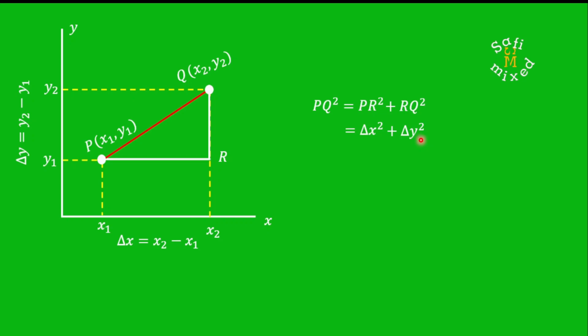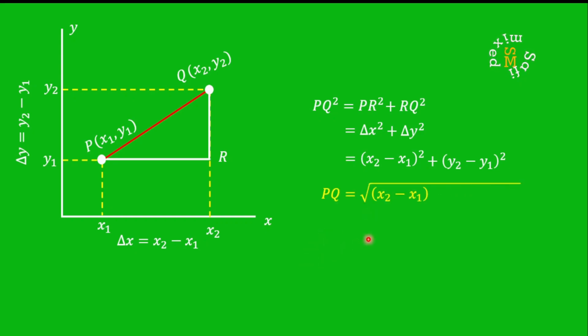equals delta y squared. Now, in terms of the coordinates, I can replace delta x with x2 minus x1 and delta y with y2 minus y1. Doing that, I can rewrite this relation as x2 minus x1 squared plus y2 minus y1 squared. So we have PQ squared equals this thing. And if I take the square root of this whole equation, I can write distance PQ equals square root of x2 minus x1 squared plus y2 minus y1 squared.